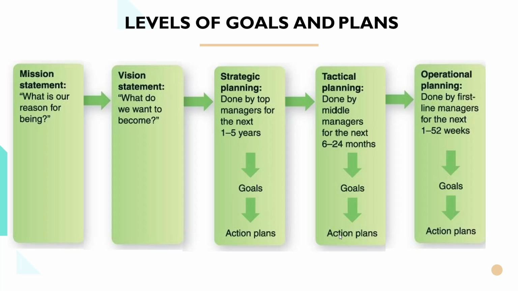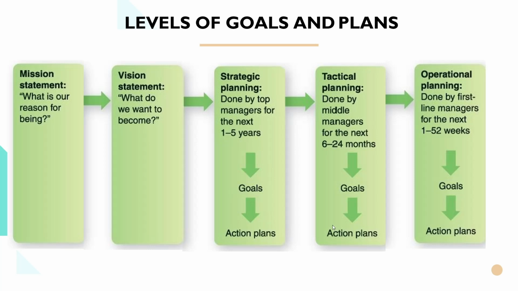And then after the strategic planning, we have tactical planning, which is being handled by middle managers that will cover now a shorter time frame, typically 6 to 24 months. So tactical plans break down the strategic goals into more specific objectives for different divisions or departments. For instance, yung strategic plan mo is to launch a new product. Ang tactical plan might involve the marketing department preparing an advertising campaign.